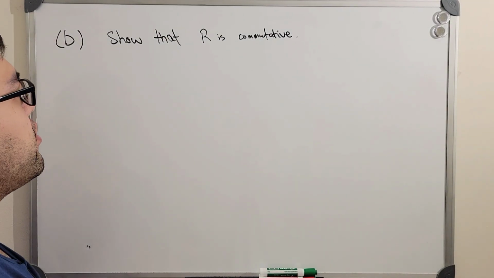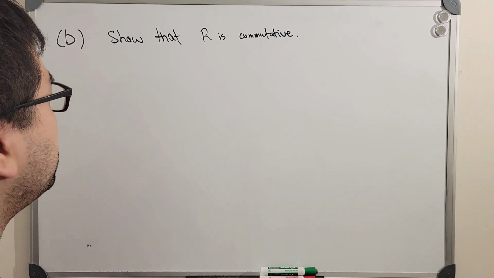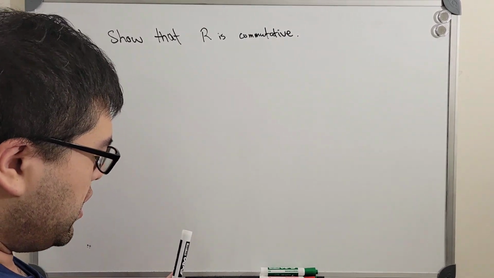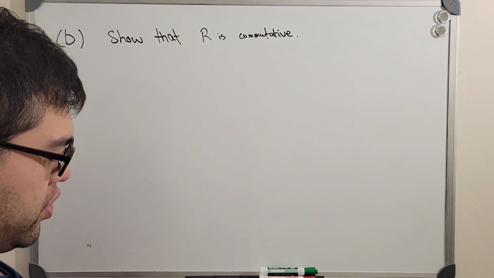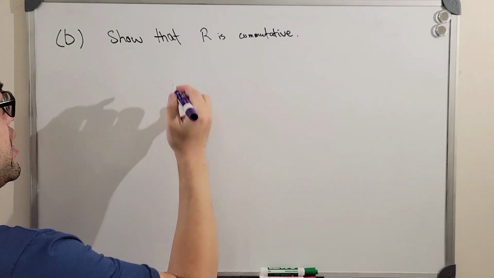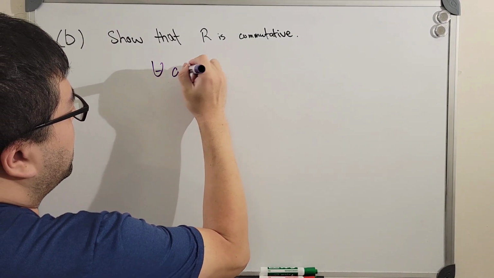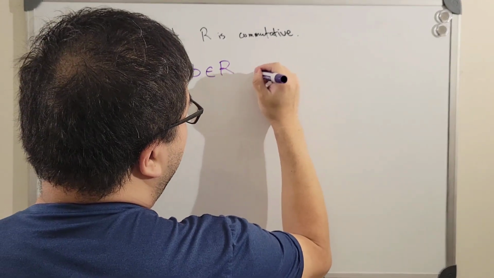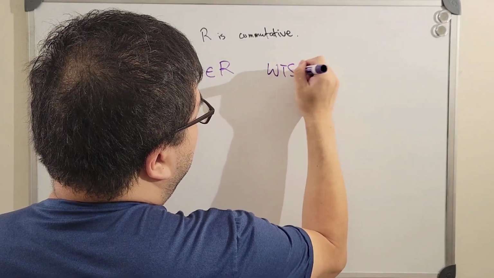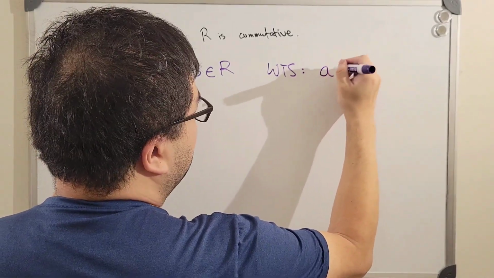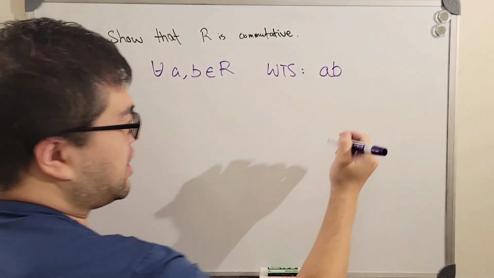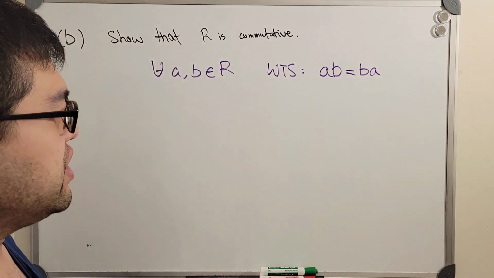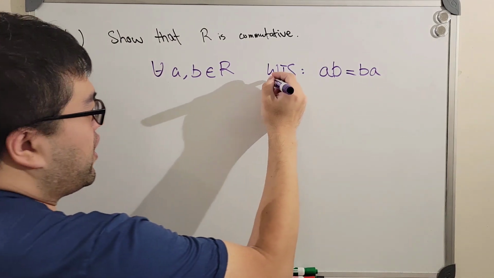So now we're going to move on to part B. Part B really means that we need to show that the ring R is commutative. In other words, what we need to prove is that for all A and B elements in the ring R, A times B is equal to B times A. And of course, again, it is for all A and B in the ring. So keep that in mind.